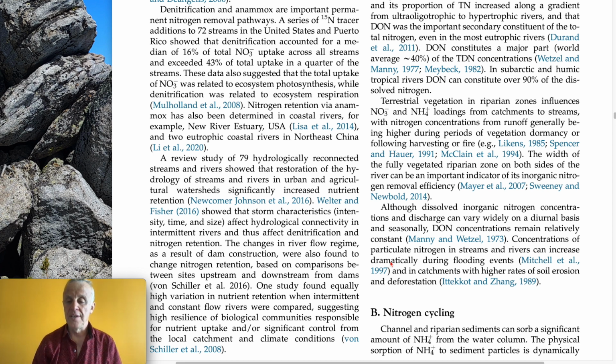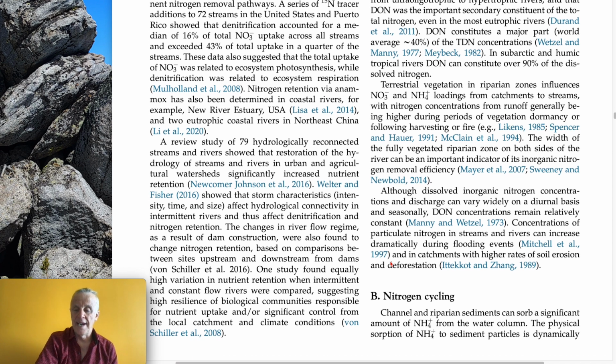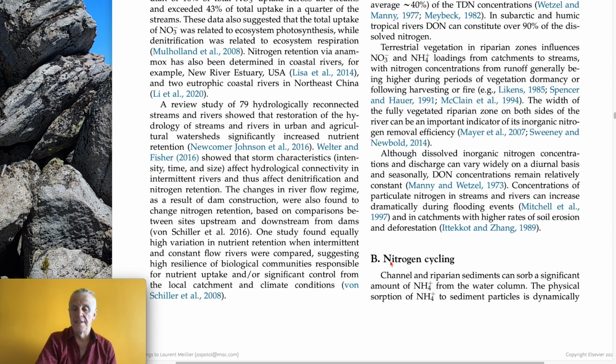Although dissolved inorganic nitrogen concentration and discharge can vary widely on a diurnal basis and seasonally, dissolved organic nitrogen concentration remains relatively constant. Concentration of particulate nitrogen in streams and rivers can increase dramatically during flood events and in catchments with higher rates of soil erosion and deforestation.